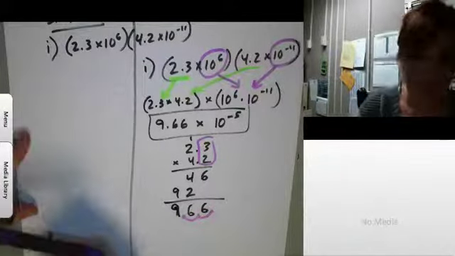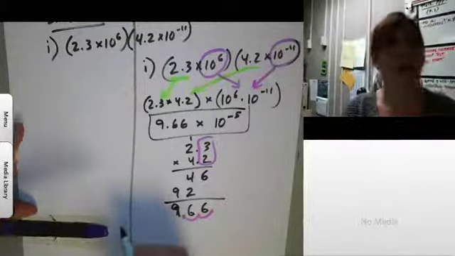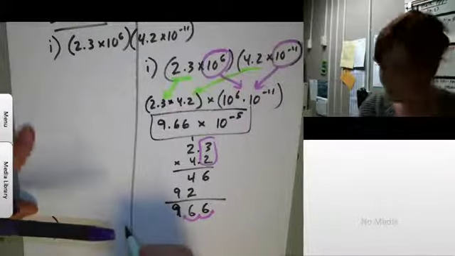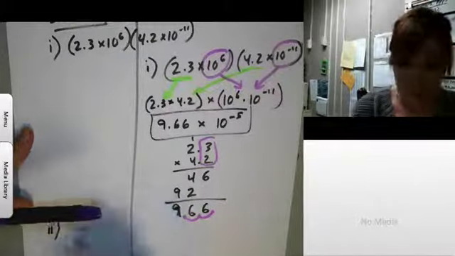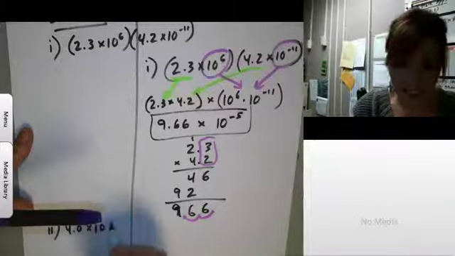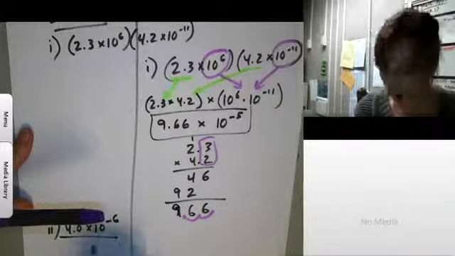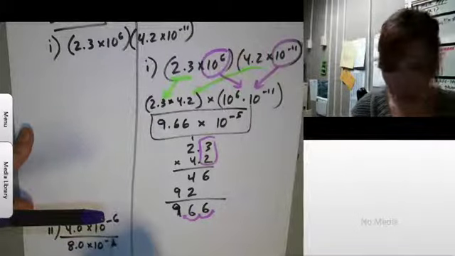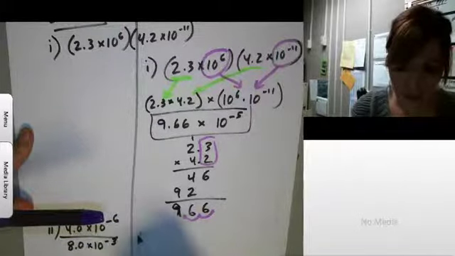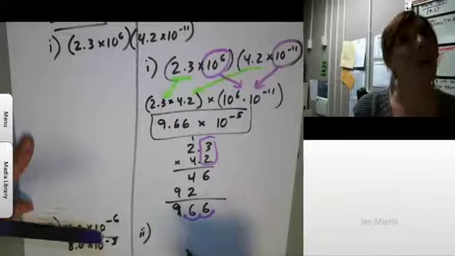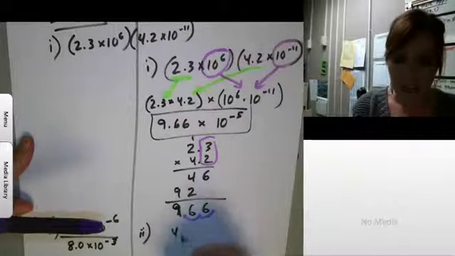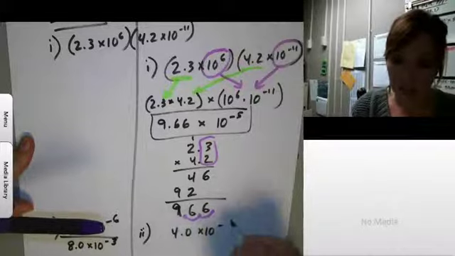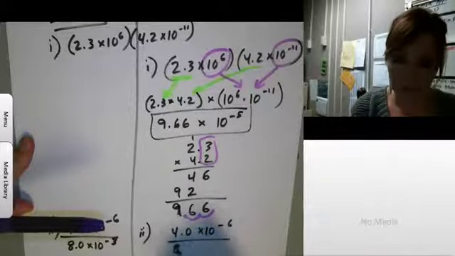Next. So this is one where I'm going to ask for a volunteer. 4.0 times 10 to the negative 6th over 8.0 times 10 to the negative 3rd. So this is the same exact concept. You're grouping things together, but instead of multiplying, you are dividing.